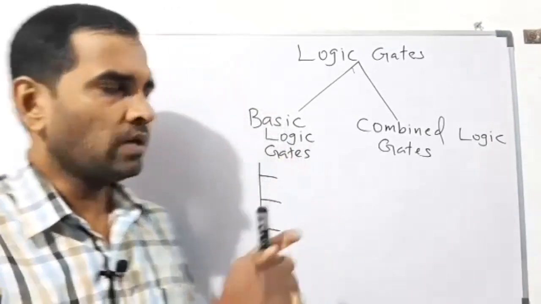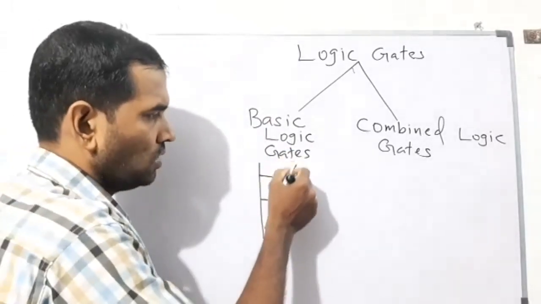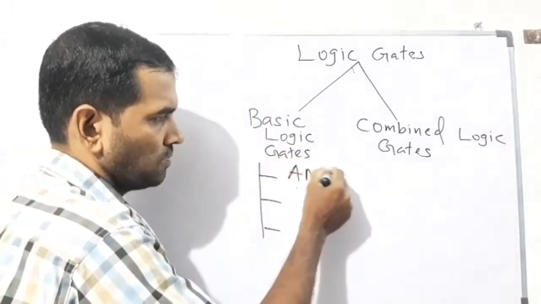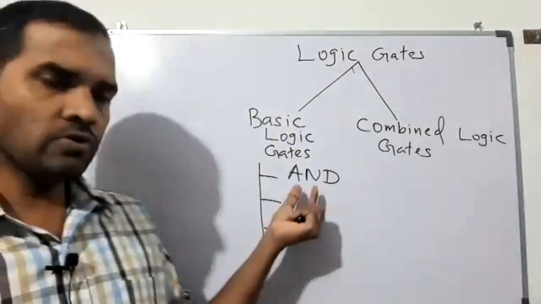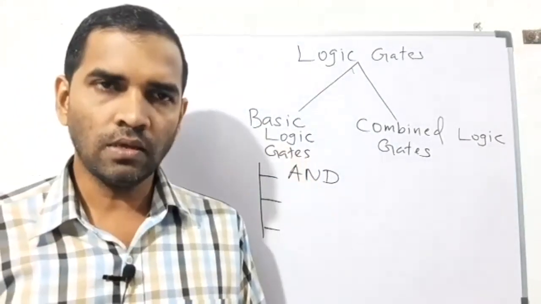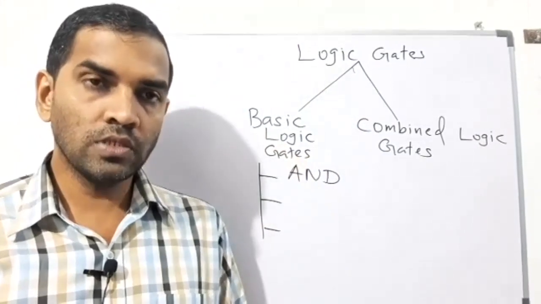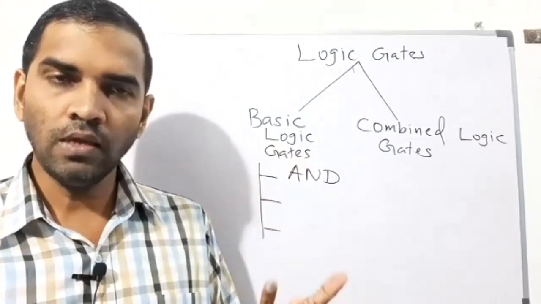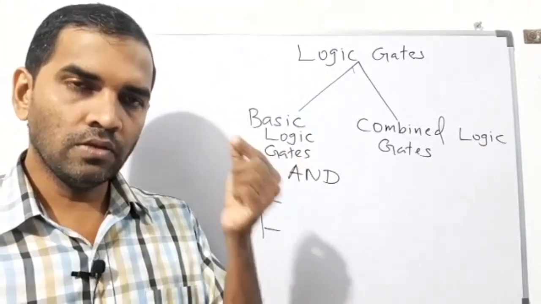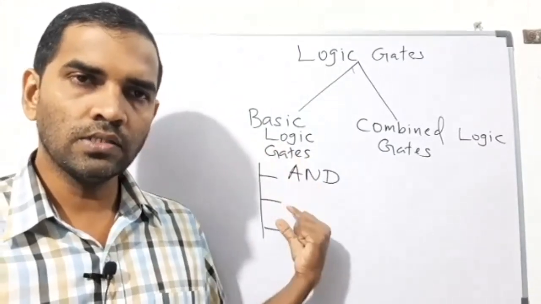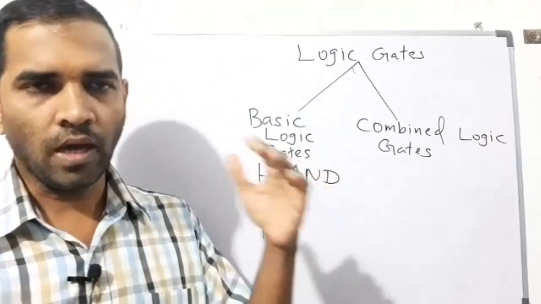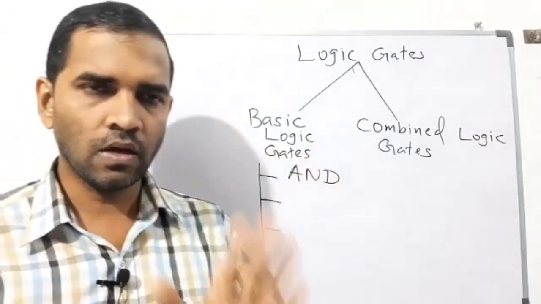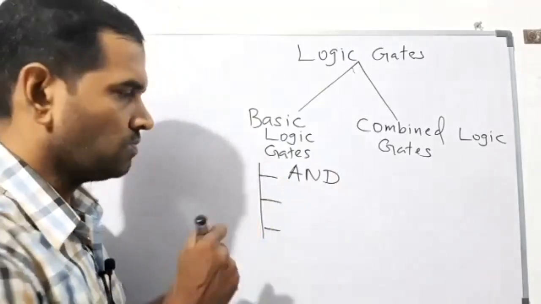So we have three basic gates. The first one is called AND logic gate, in capital letters. As I told you earlier, this name has meaning. When you study the AND gate and its behavior and function, you could easily understand why it is named AND. So there is a connection between the name and the function of this gate. I will be explaining these things later.